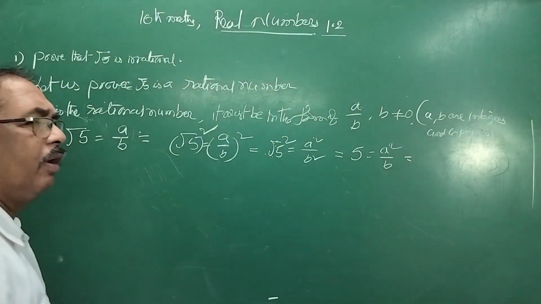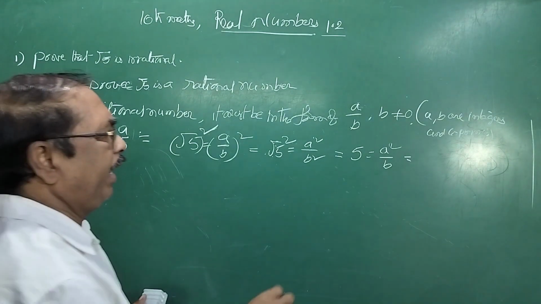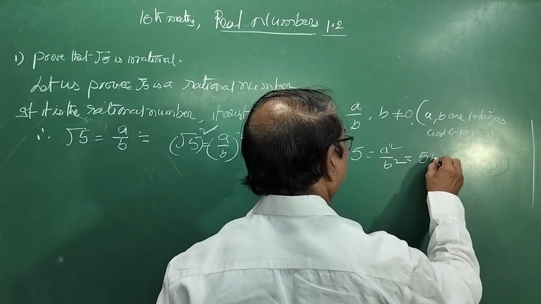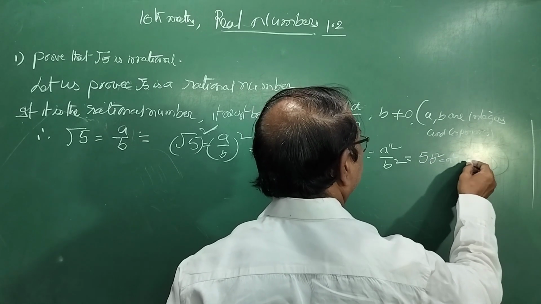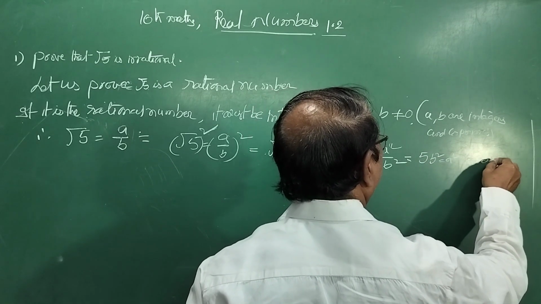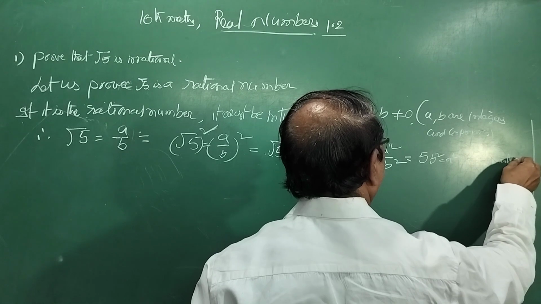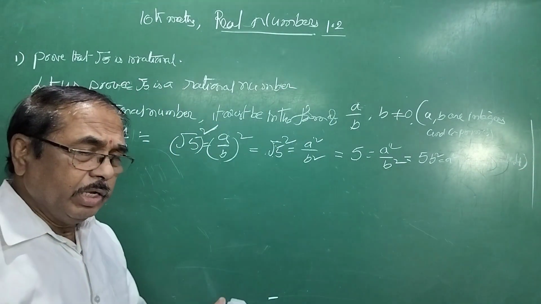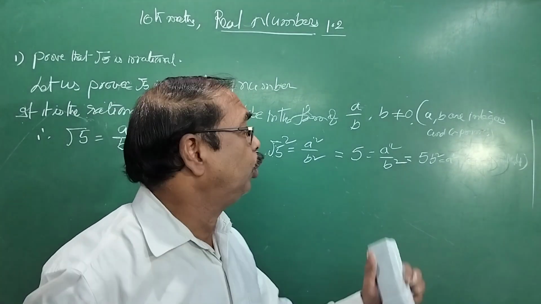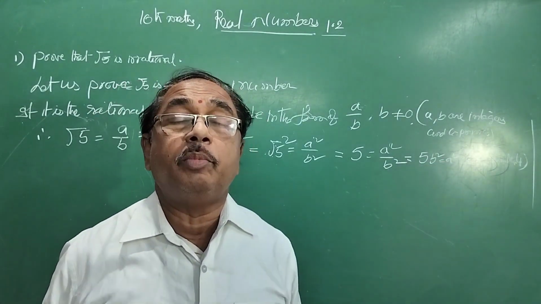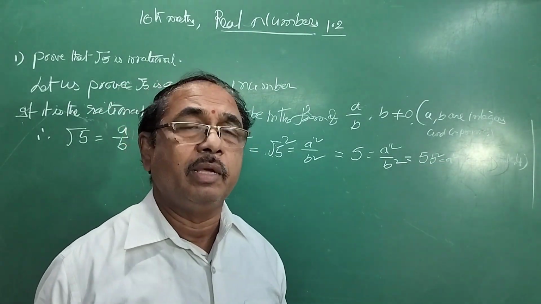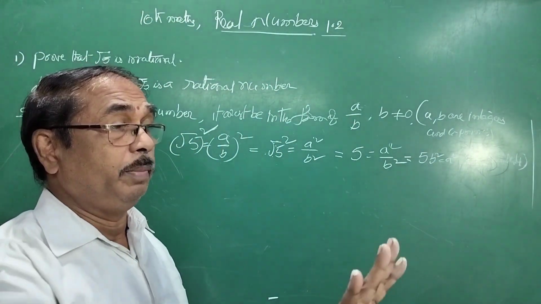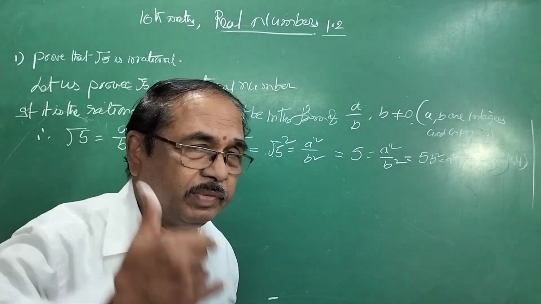Now cross multiply. Cross multiplied means 5b square is equal to a square. For everyone, if you do something, that something is to be written in words. Otherwise, the examiner may think we have copied. That notion should not be created in the mind of the examiner.